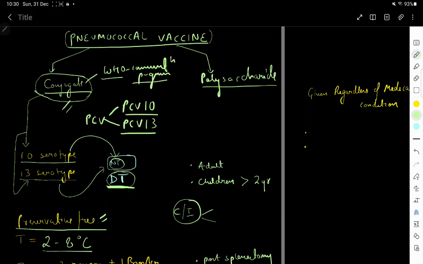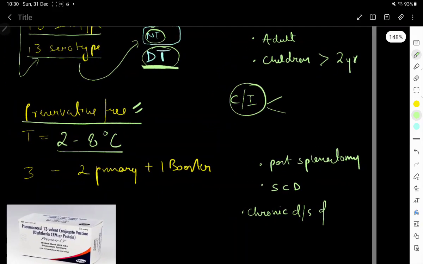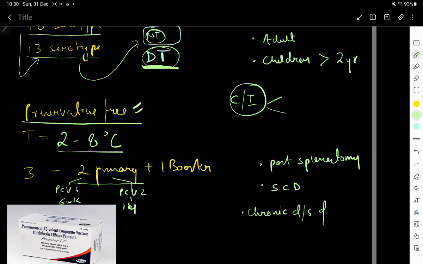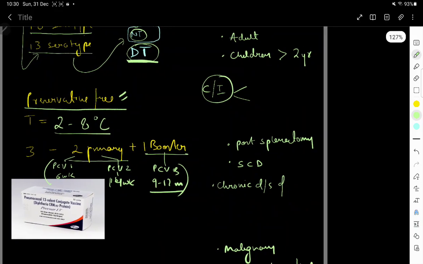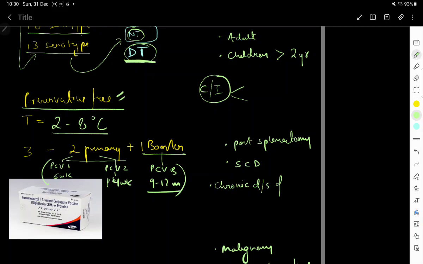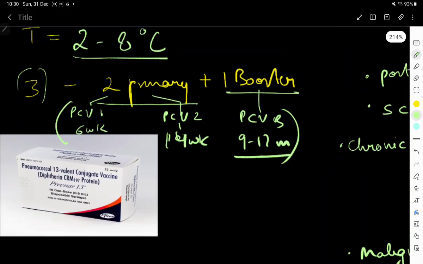We have added this as a part of our national immunization schedule, and in India we use two primary doses. The first dose, PCV1, is given at the 6th week. The second dose, PCV2, is given at the 14th week, and the booster dose is given at 9 to 12 months of age. This is the regime being followed in India's national immunization schedule. We can also follow a 3 primary dose regime plus 1 booster, but this is what is currently followed in India.